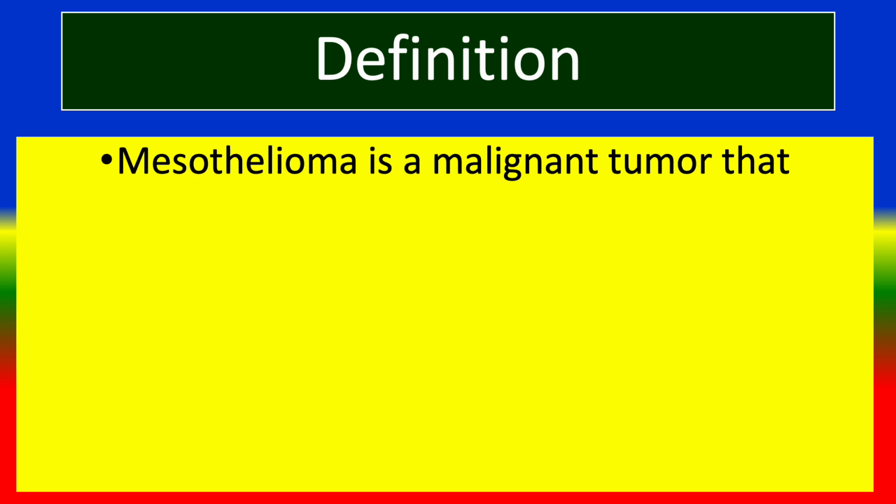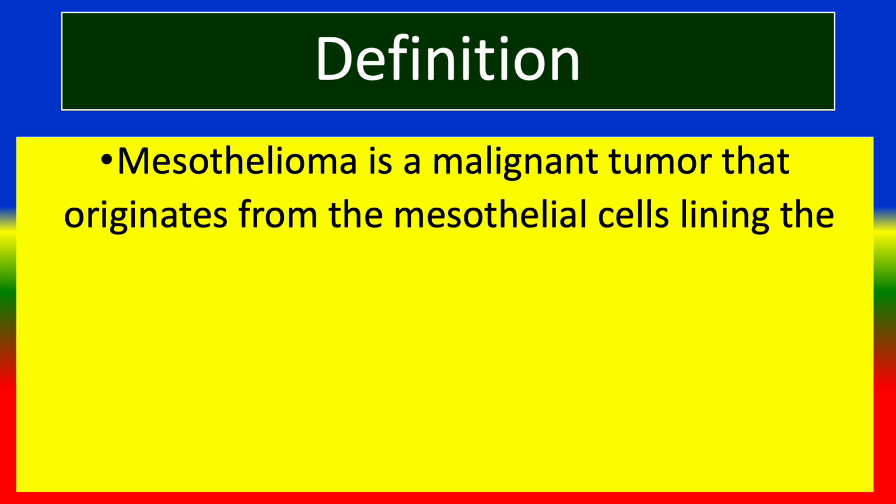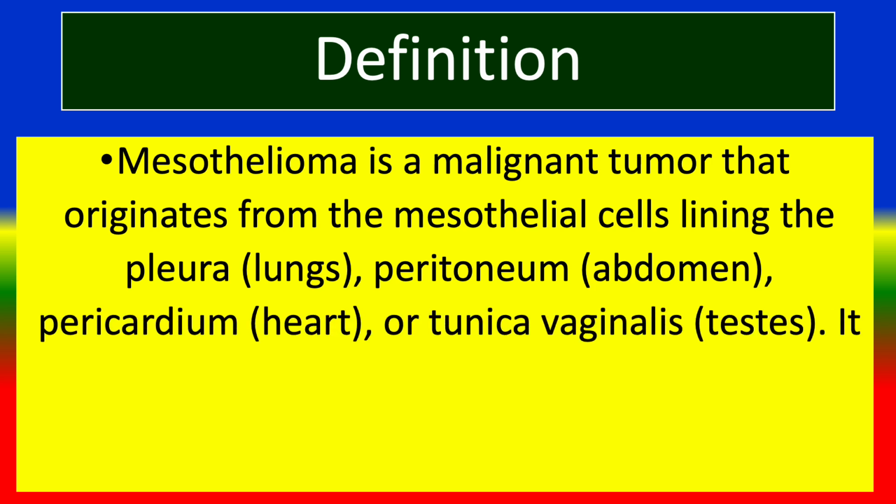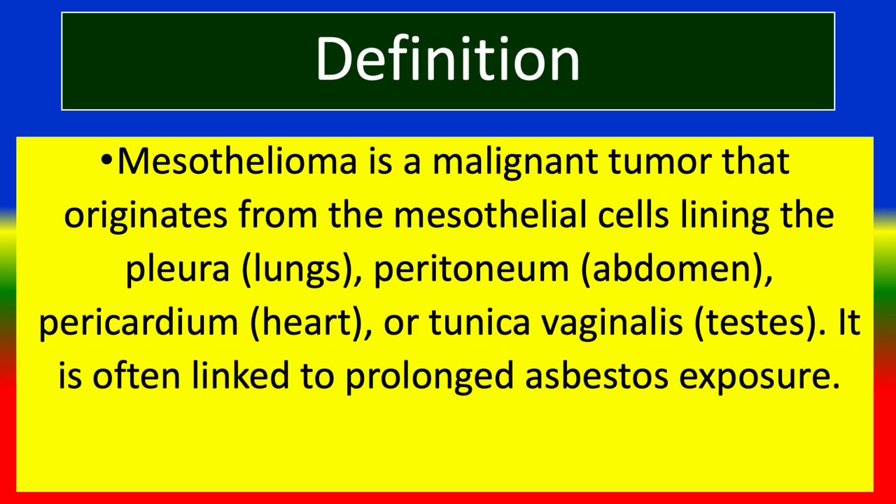A definition: mesothelioma is a malignant tumor that originates from the mesothelial cells lining the pleura, lungs, peritoneum, abdomen, pericardium, heart, or tunica vaginalis, testis. It is often linked to prolonged asbestos exposure.